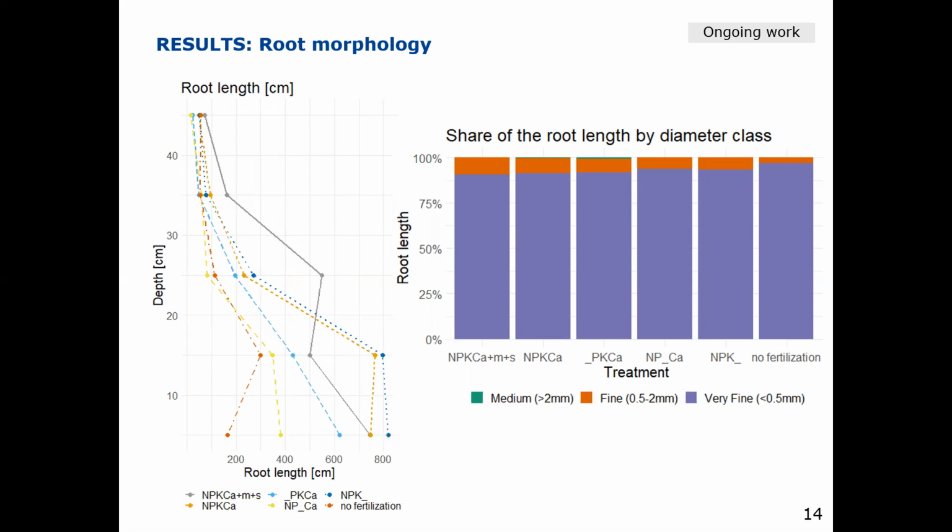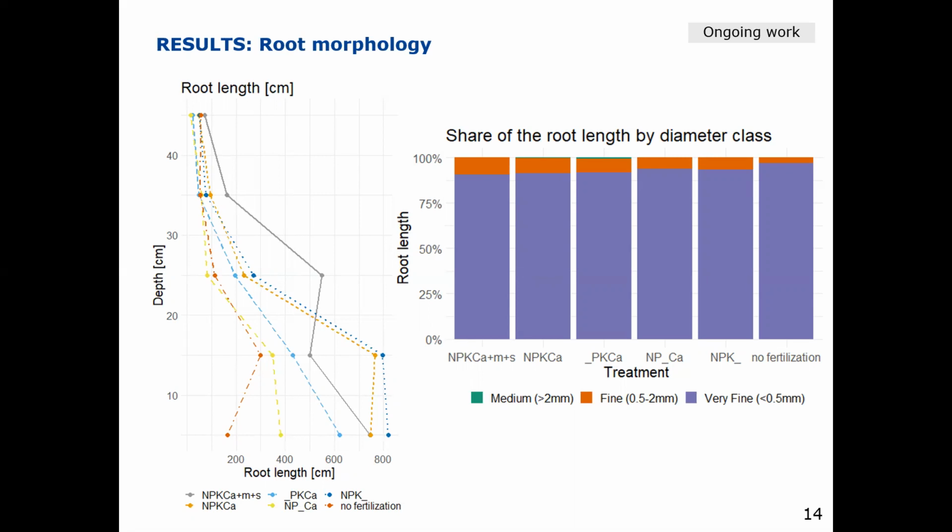The y-axis shows the proportion of the root length and the x-axis shows each treatment. The green bars are the medium roots with a diameter greater than 2 millimeters. The orange bars show the fine roots with a diameter between 0.5 and 2 millimeters. And the purple bars represent the very fine roots with a diameter lower than 0.5 millimeters.